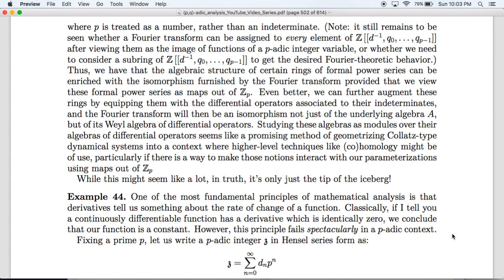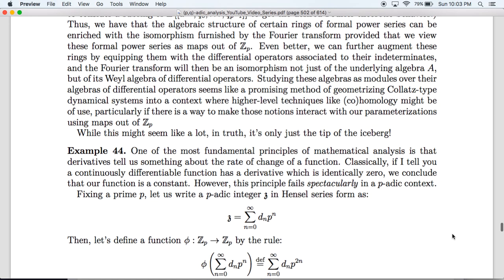One of the most fundamental properties of mathematical analysis, as an example, is that derivatives tell us something about the rate of change of a function. Classically, if I tell you a continuously differentiable function has a derivative which is identically 0, we conclude that our function is constant. However, this principle doesn't just fail in a p-adic context, it fails spectacularly.